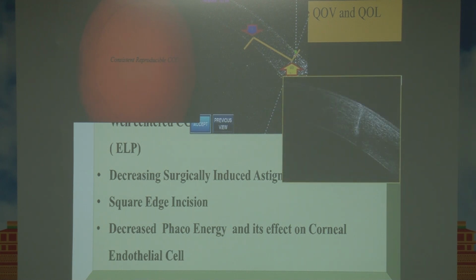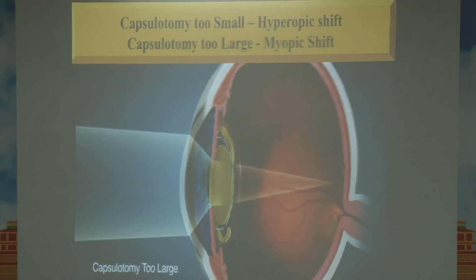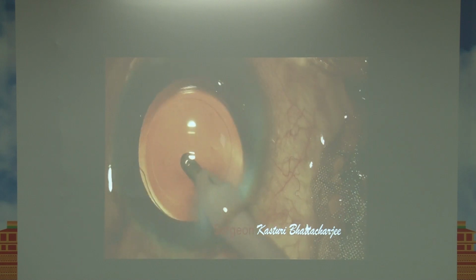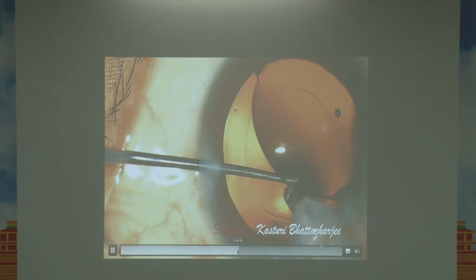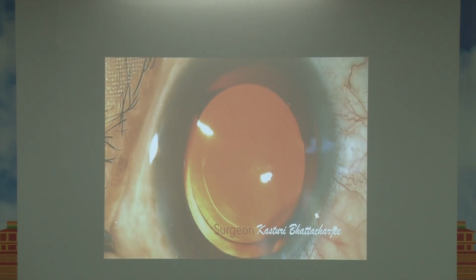There are different aspects which govern the position of the IOL, and the capsulotomy plays a very important role. If it is too small, we usually get a hyperopic shift, and if it is too large, we get a myopic shift, as the effective lens position changes. If it moves back, as I have already mentioned, it leads to a little bit of hyperopia, and if it moves forward, it leads to myopia. So if we can do a very nicely well-centered CCC and have a very nice capture, it gives a very good effective lens positioning, and the chance of later refractive changes is much less.